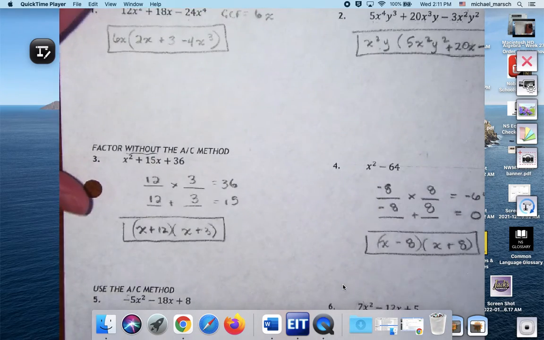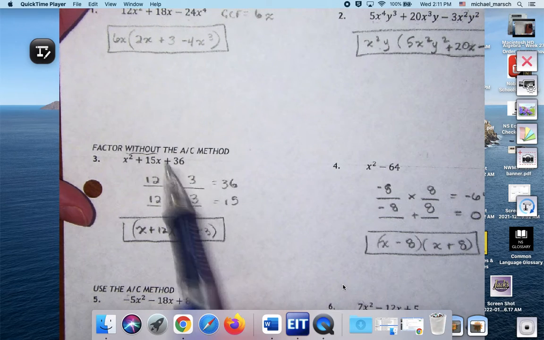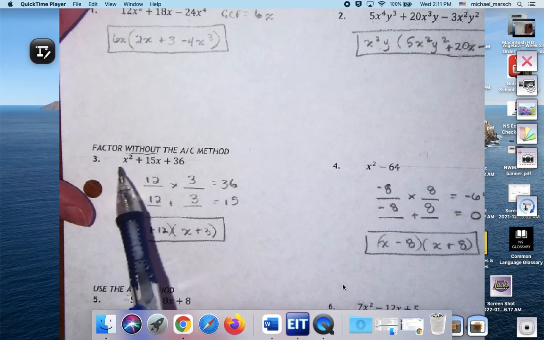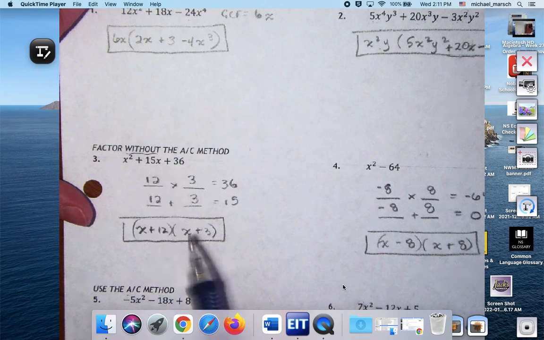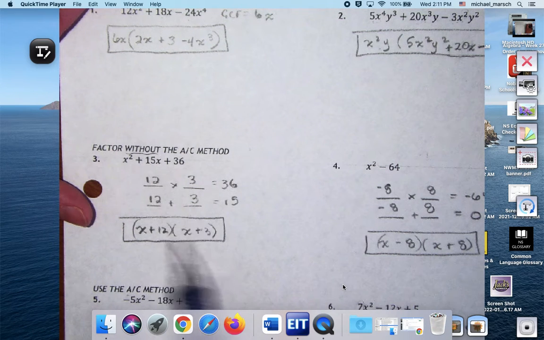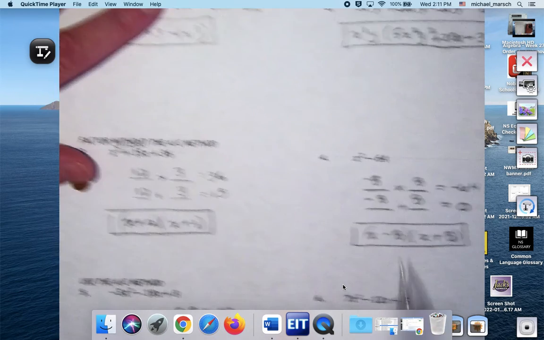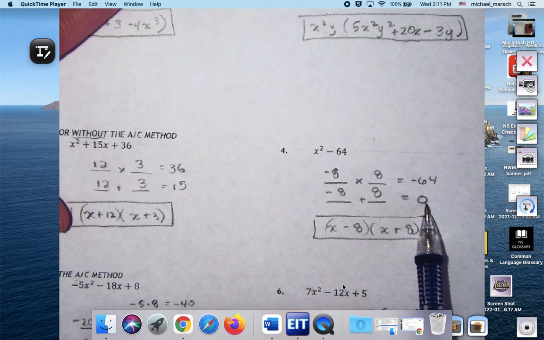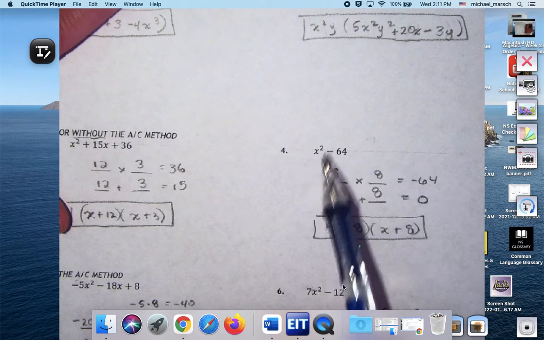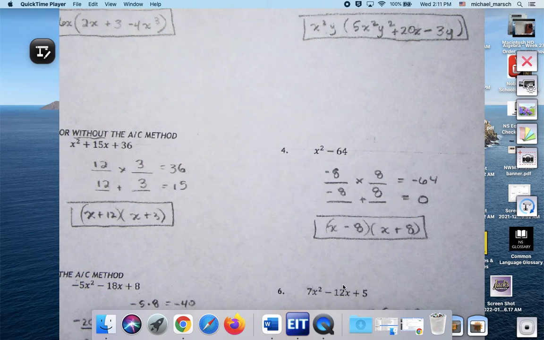Number 3, what times what gives me my c value? What plus what gives me the b value? So we get 12 and 3. And then we did number 4 together. Remember we said this is 0 because there's no term in here. So it would be like having 0 x's.